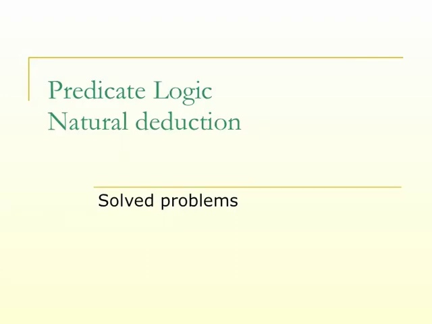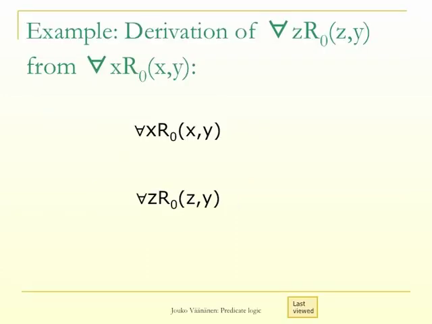Natural deduction solved problems. The first problem. Derive ∀z r0 z y from ∀x r0 x y. This is a kind of change of bound variable, but we have to prove that it is correct. So we write the assumption ∀x r0 x y and below it the desired conclusion ∀z r0 z y.